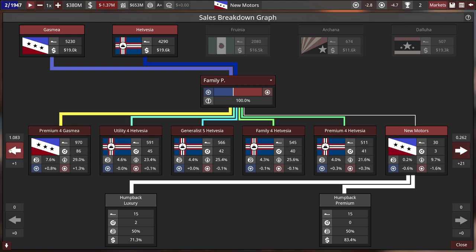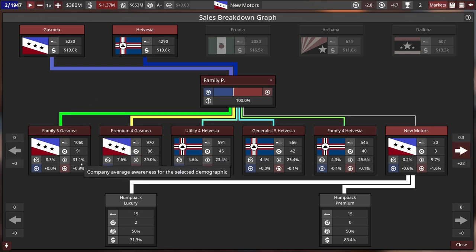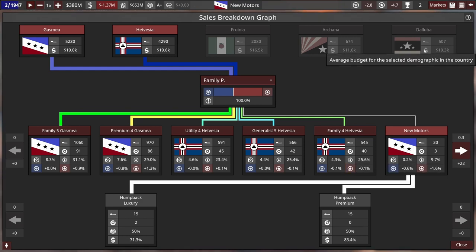So, yeah, there's a lot of companies selling more than us. We can see the best company has 30% market awareness. They're selling 1,000 cars. We're selling 30 cars in a month with 10% market awareness.